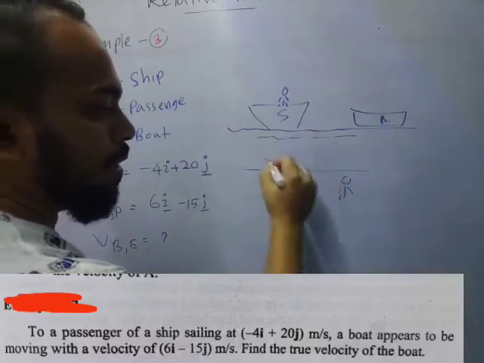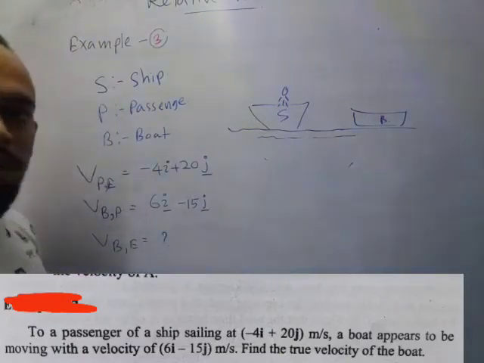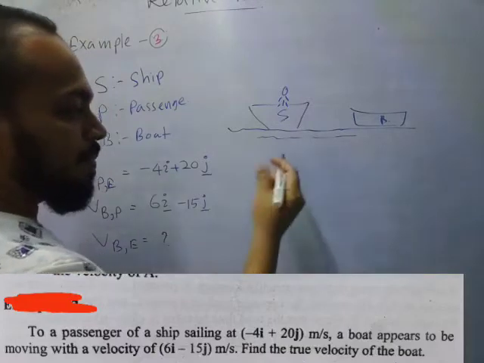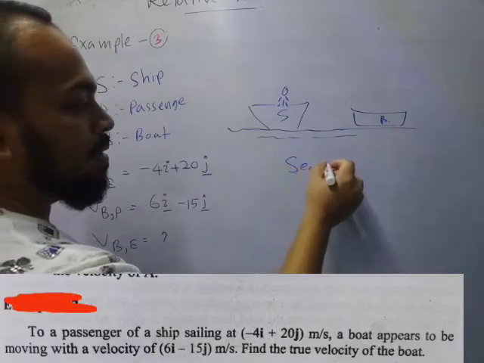If we don't have any outsiders, everything happens on the sea, then we can assume that sea is equal to earth, right?